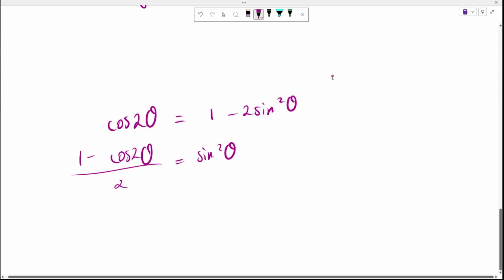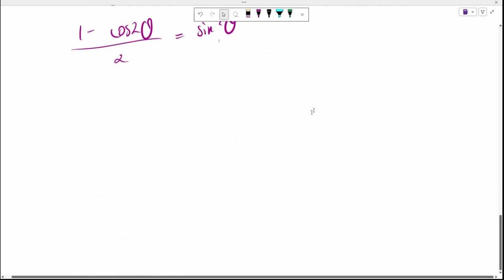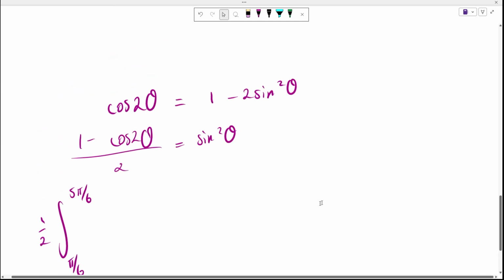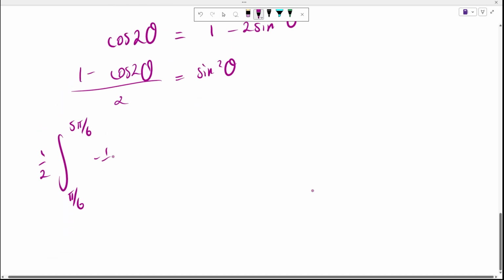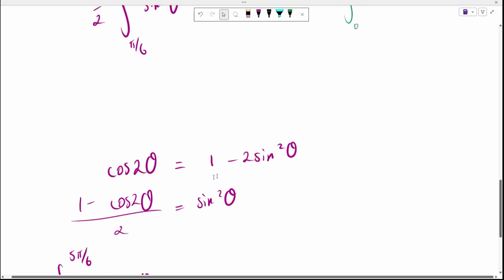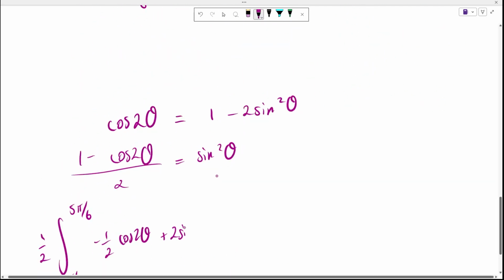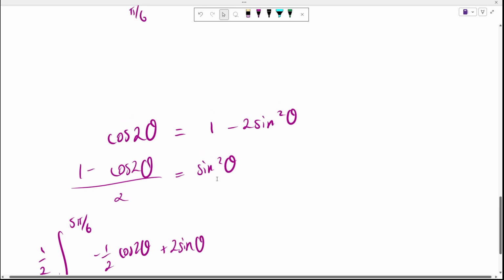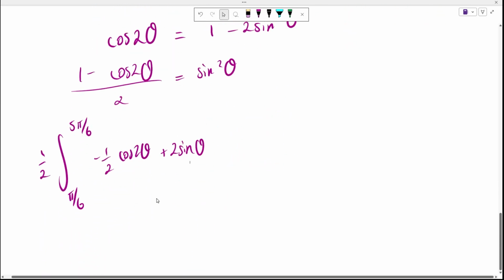I'm going to substitute this into my original integral. So I end up with 1/2 the integral from pi over 6 to 5 pi over 6, and I end up with minus 1/2 cos 2 theta. So I've just separated this out, plus 2 sine theta. And then I have a half here. A half plus 1, that's just 1.5, that's 3 over 2 d theta.